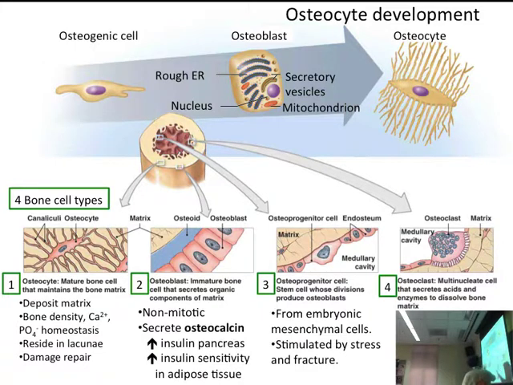I should reorganize these. I don't actually like the way they have this laid out. I would have these be number 1. Osteoprogenitor cells. These are the not fully differentiated cells.